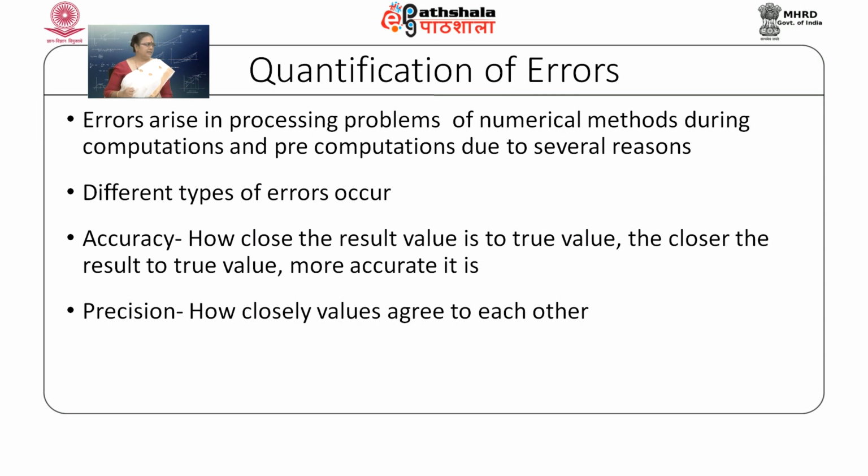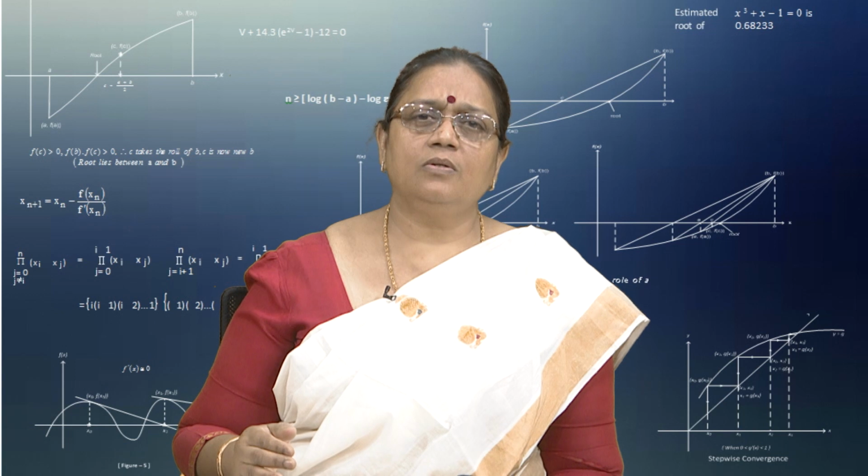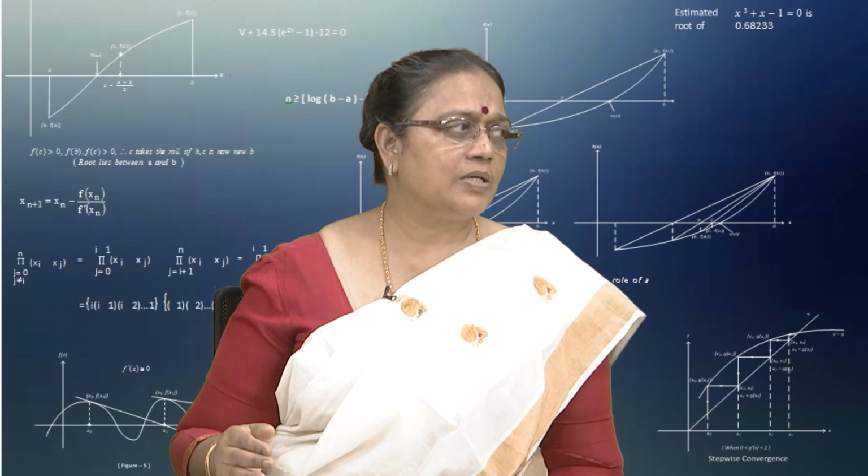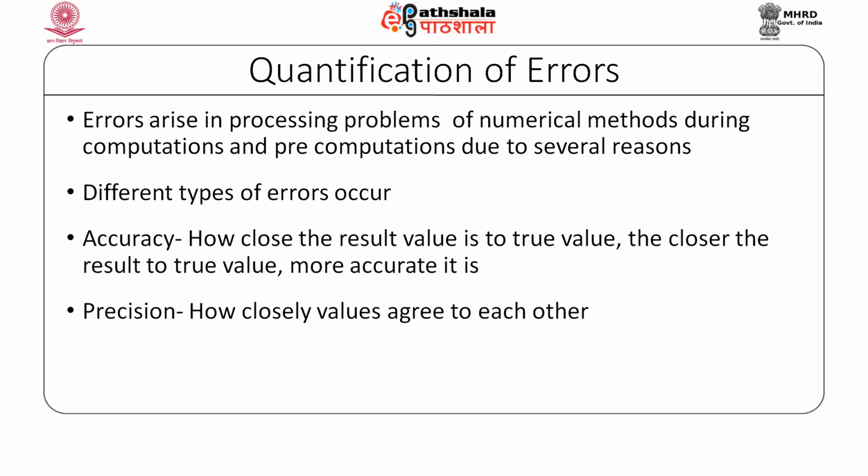Before we learn to quantify the error, let us first understand these two words. The one word, accuracy, I was using previously, that we can get the answer correct to desired accuracy. So, what is meant by accuracy and what is meant by precision? Accuracy means if we say the answer is more accurate, it is closer to the actual solution, the true solution of the problem. So, the closer the value, the more accurate it is. How close the result value is to the true value, the closer the result to the true value, the more accurate it is.